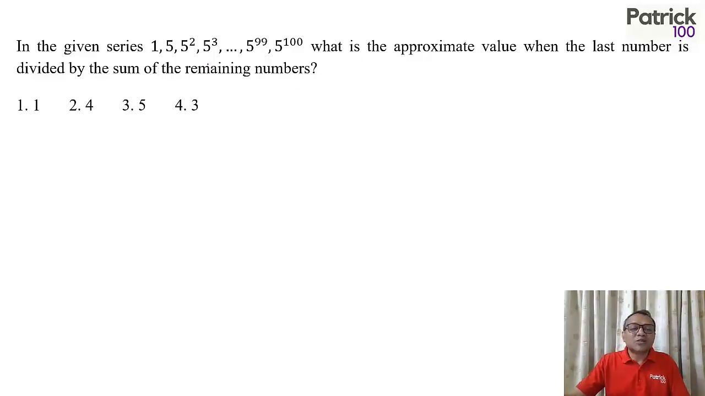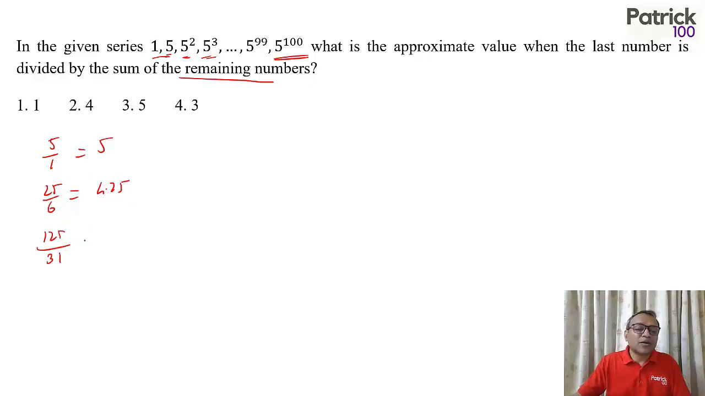Approximate number of last number divided by sum of remaining numbers. Whenever you have very large numbers in place and you cannot calculate, start with smaller numbers and try to find a pattern. For example, if I take second number divided by the sum of remaining numbers, that is 5 divided by 1, 5. Third number divided by remaining numbers, so 25 divided by 6, you will realize 4.25. Fourth number, 125 divided by sum of remaining numbers, 31, you will realize 4 point something.